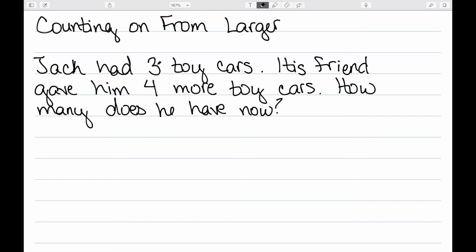Using counting on from first, they started with 3 and counted 4 higher. With this method, we start with 4 since it's the larger, and we need to count 3 higher. So the child would start at 4, 5, 6, 7, slowly raising 3 fingers to see that it is 7.